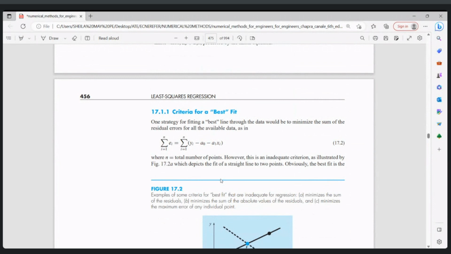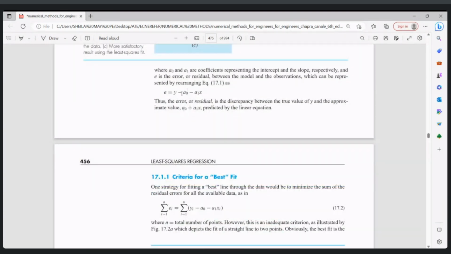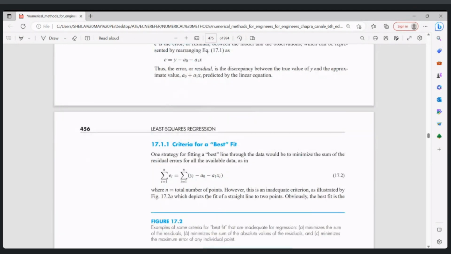Now, one strategy for fitting a best line through the data would be to minimize the sum of the residual errors for all the available data, as in here we have the summation of our error E, where i is from 1 up to n, where n is the total number of points. Our E here is y minus a sub 0 minus a sub 1 x, so that is y sub i minus a sub 0 minus a sub 1 x sub i, where n is the total number of points.